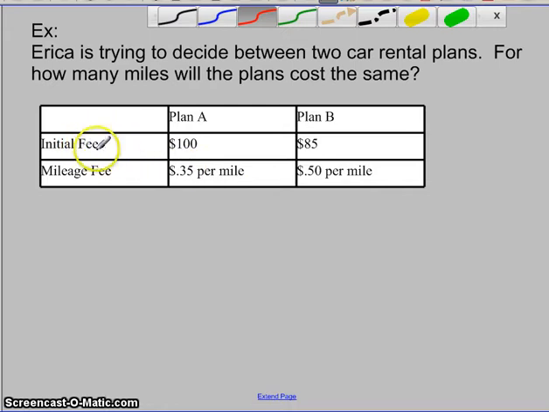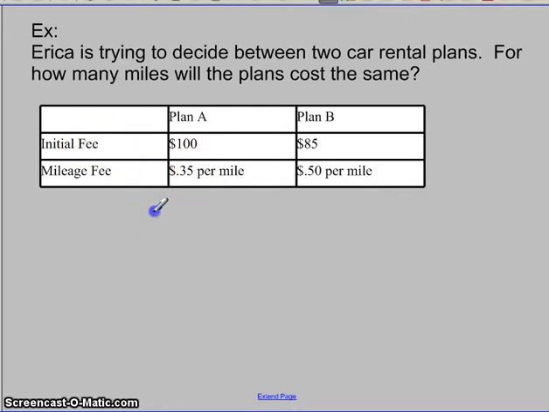So this first one, I'm going to call plan A. The cost for it looks like they charge $100 plus 35 cents a mile. So I'm going to call that 35x. And the second, plan B, they're going to say their cost is equal to 85 for their initial fee, but they charge 50 cents per mile. So we want to see where these two actually meet.